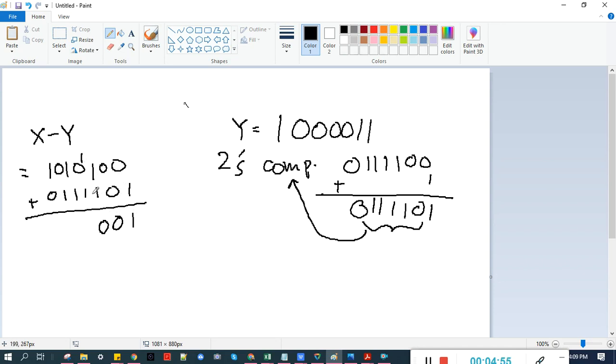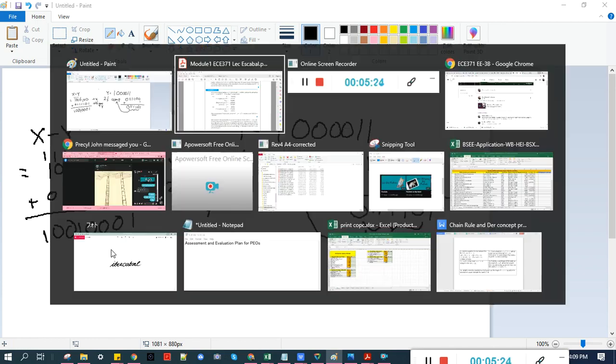So carry 1. 1 plus 1 plus 1 is 3, and 3 in binary is 11. This is 2, so 0 and carry 1. 1 plus 1 is 2, which is 10. So we have this result when we add x and the 2's complement of y.